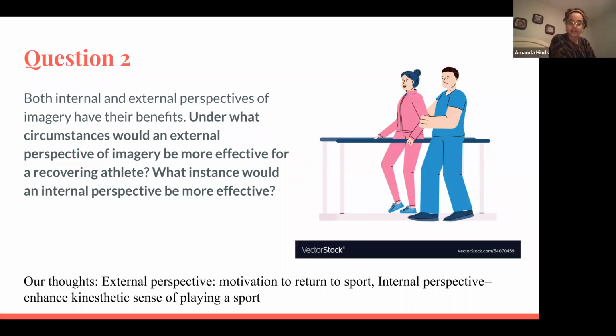And an internal perspective may be best for an athlete who is just seeking to enhance that kinesthetic sense of returning to a sport. So maybe a professional swimmer who is just imagining that feeling of being back in the water, so that once they've recovered enough, that feeling does not feel as abnormal to them. So these were just two ideas that we came up with, but we wanted to see what ideas other people had.